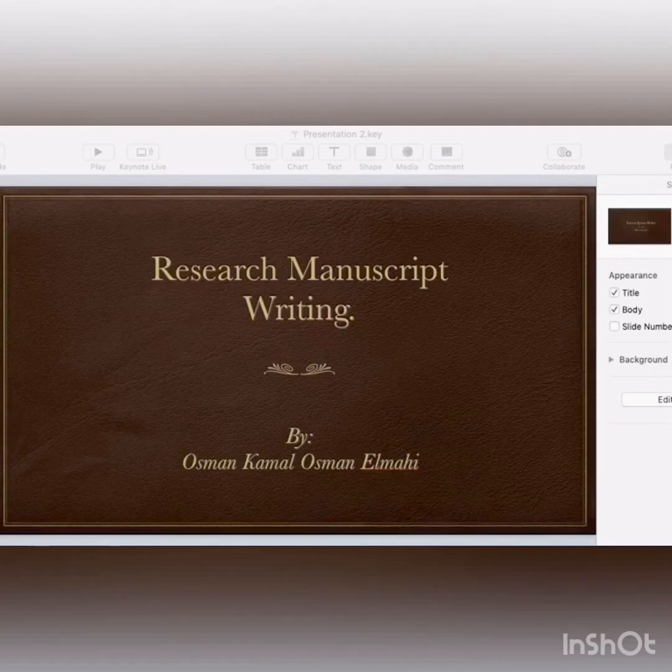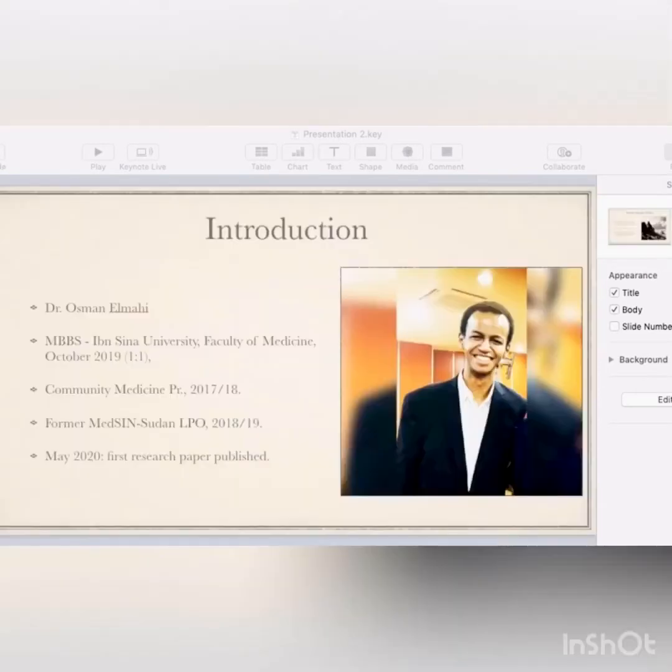Today, inshallah, we'll be presenting the first of three parts in the series "From Research to Authorship," which inshallah will be the process of research manuscript writing, and it'll be presented by myself, Dr. Kamal Osman al-Mahi. I've recently graduated from the Faculty of Medicine, Ibn Sina University, with first-class honors in October 2019.